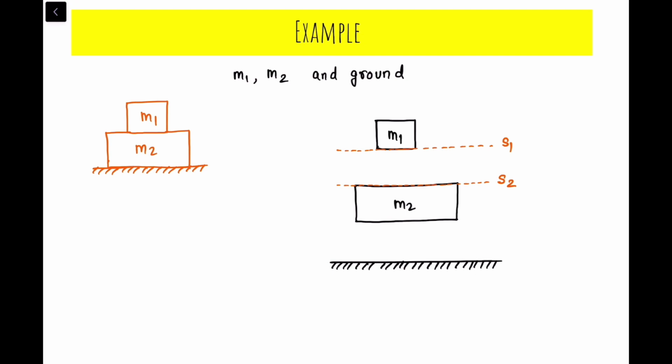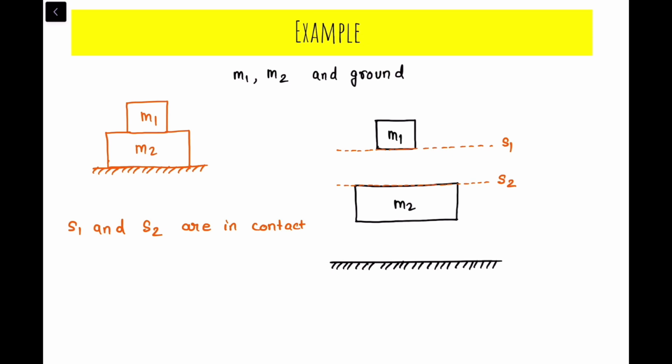Because the mass m1 is sitting on top of mass m2, obviously, right? So s1 and s2 are in contact first. Okay, we have identified this.